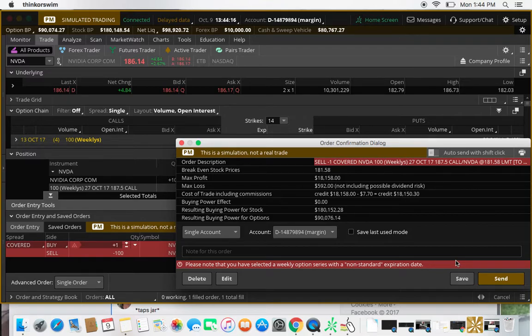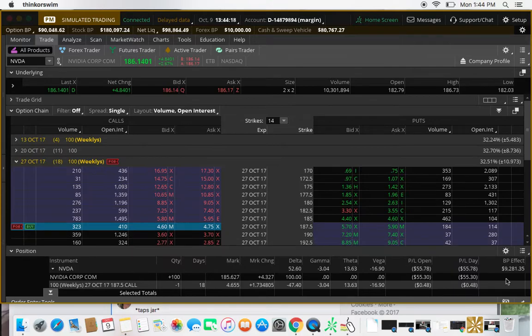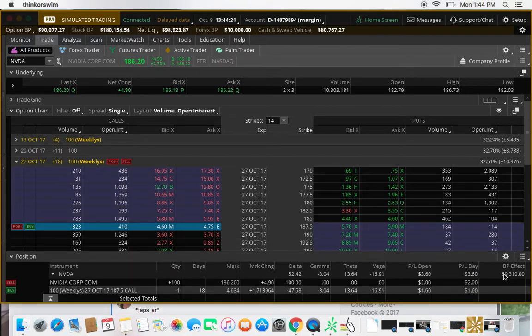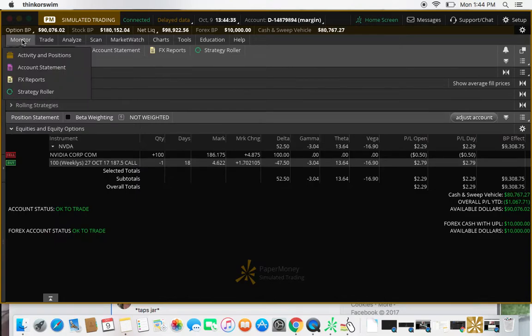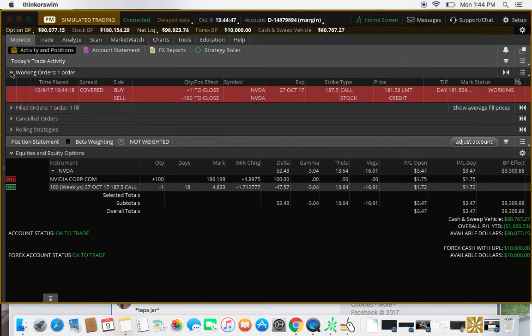Well, we don't know yet because we have to wait until that trade is actually closed to know what you made or lost. So it won't tell you that here because you didn't get filled quite yet. So you're going to want to go up to the top and go up to monitor. Monitor. Okay. And go to the working orders. Oh, working orders. Okay. And then that is the order. So it's working right now.